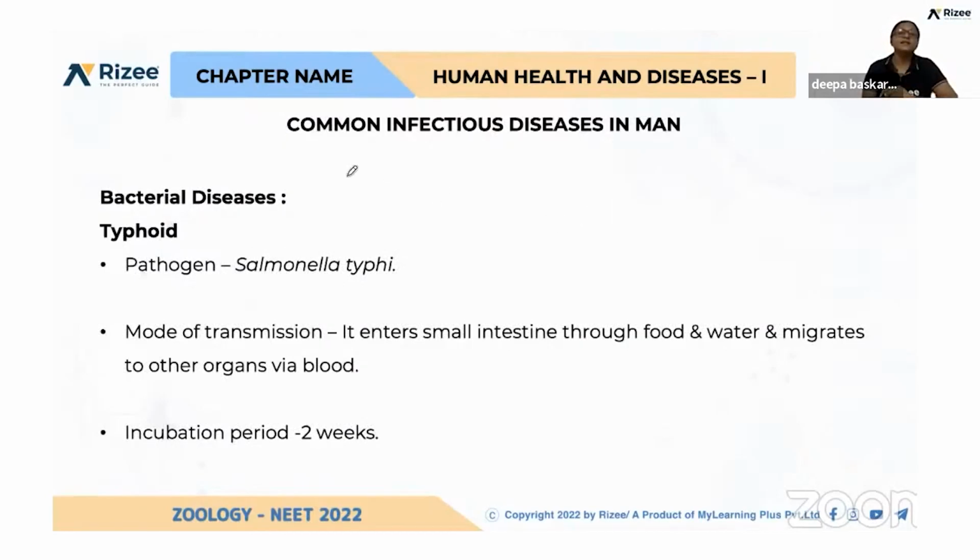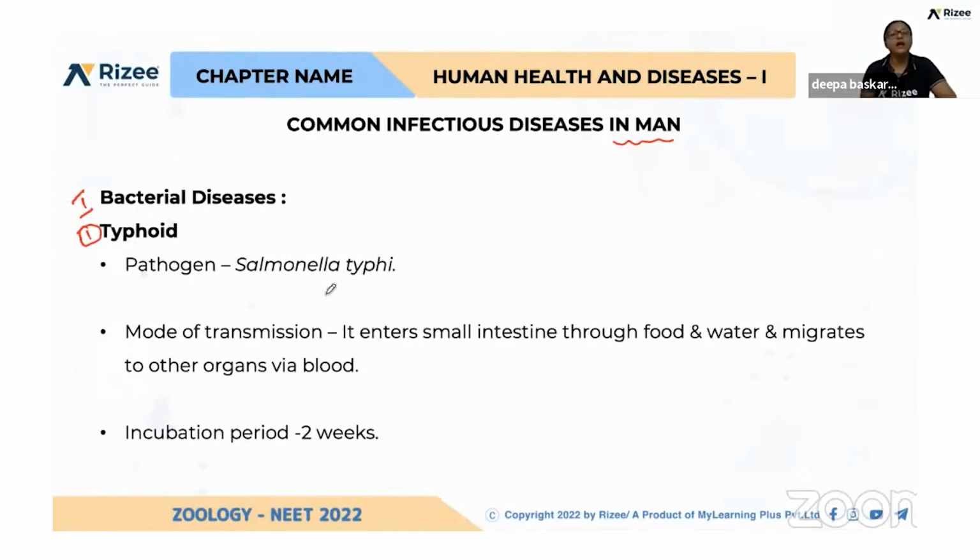And again, let us discuss the common infectious diseases in man. Okay, so first, bacterial disease, typhoid. So what is the pathogen? Disease causing organism. Typhoid is caused by Salmonella typhi.